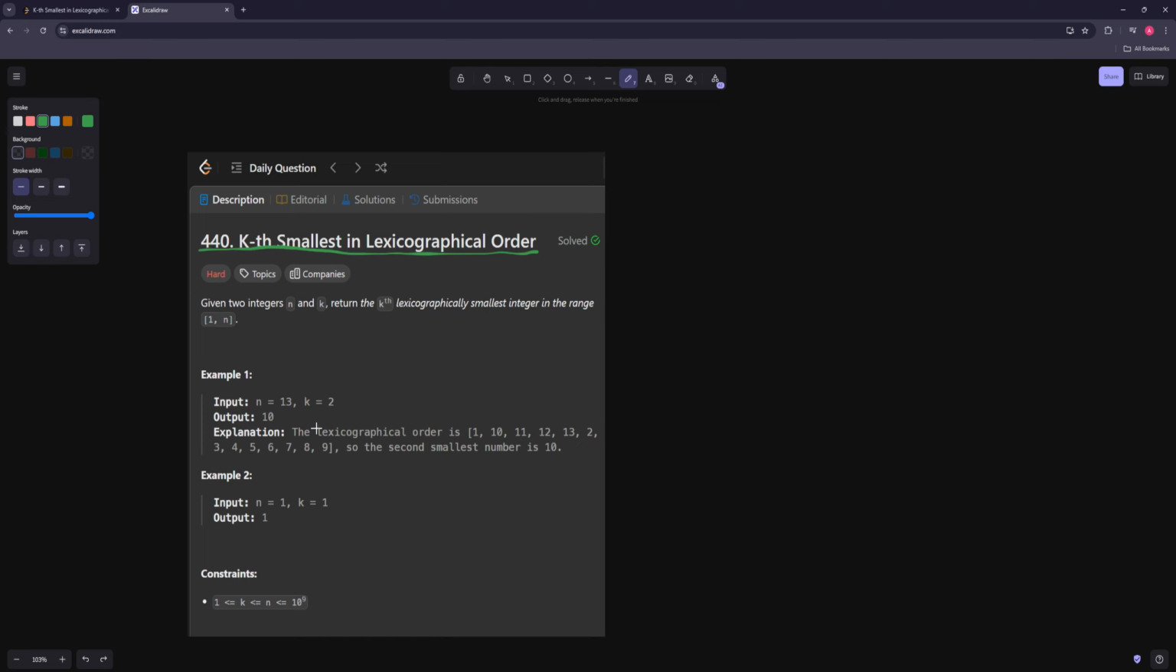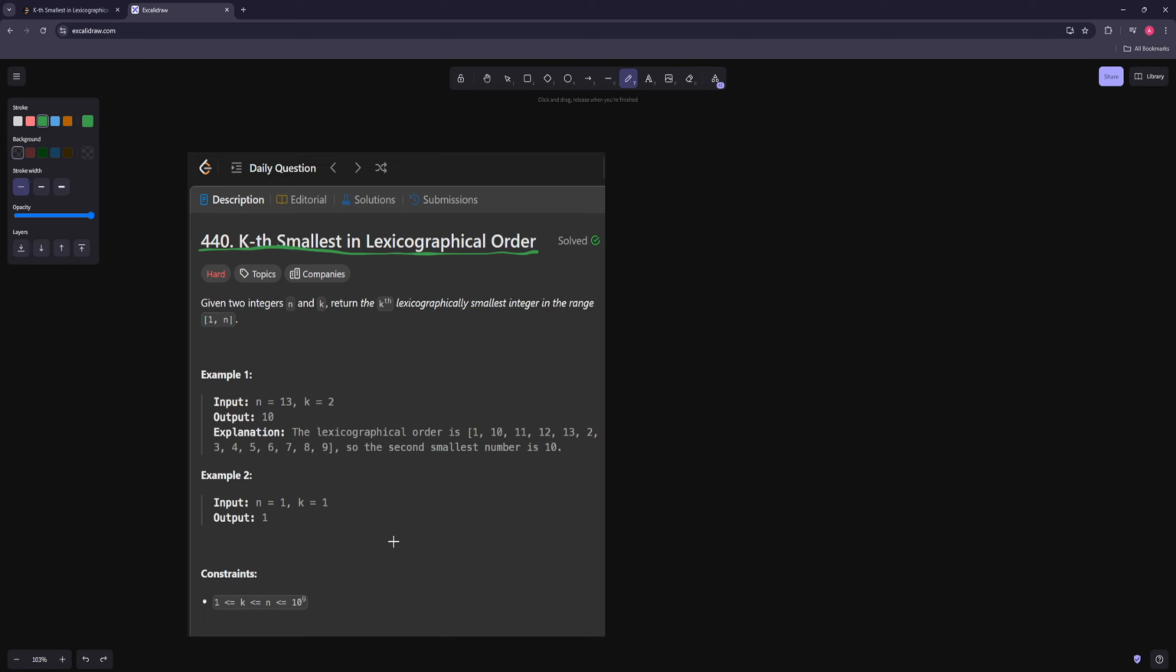In this case, the second smallest is 10. In the second example, n is 1, k is 1, so just 1. And I also said in previous videos that constraints are really important. Here, you can look at the constraints and know immediately that I can't just get every number because it'll take too long. If you use yesterday's solution, where we generated all of these, it would take too long because of 10 to the 9th; you have to do better than linear.